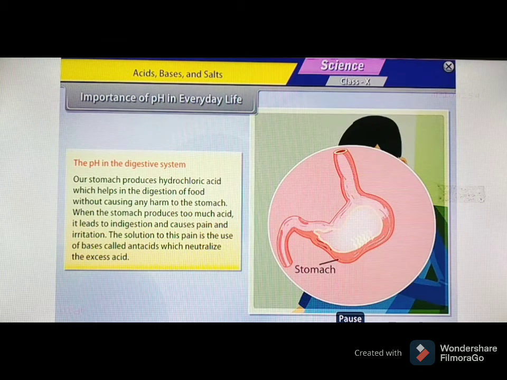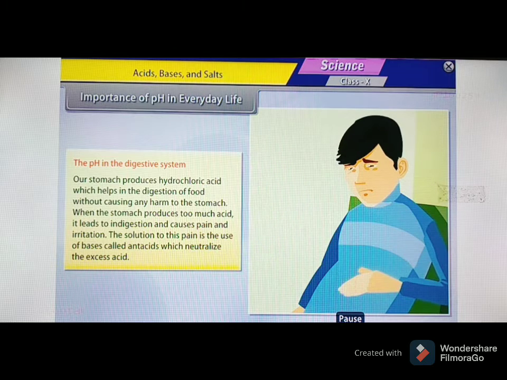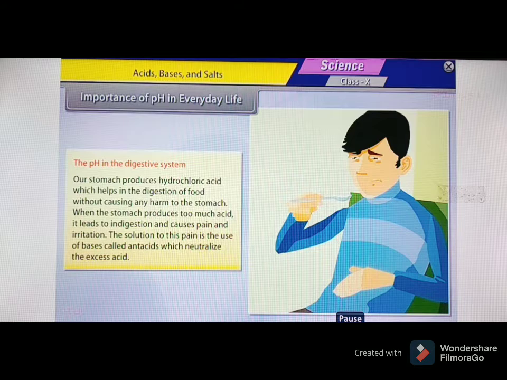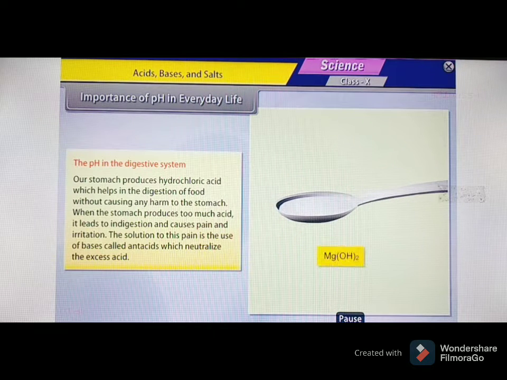Our stomach produces hydrochloric acid, which helps in the digestion of food without causing any harm to the stomach. When the stomach produces too much acid, it leads to indigestion and causes pain and irritation. The solution to this pain is the use of bases called antacids, which neutralize the excess acid.